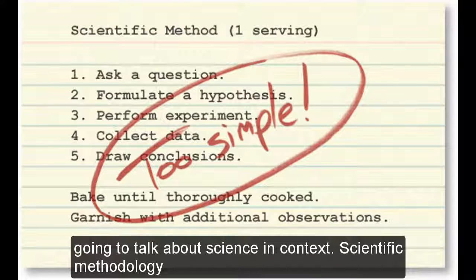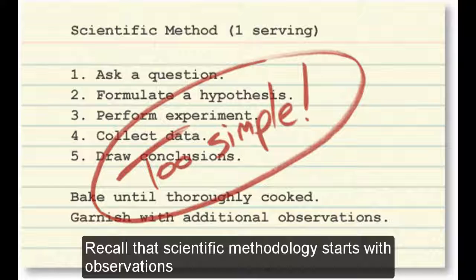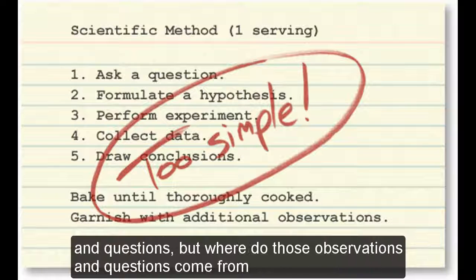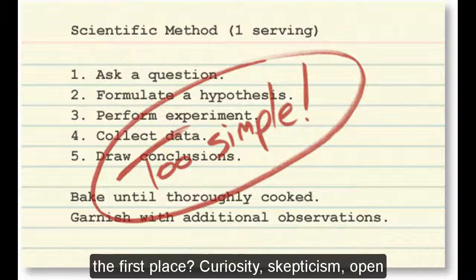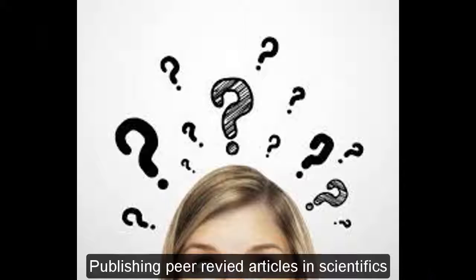Now I'm going to talk about science in context. Scientific methodology is closely linked to exploration and discovery. Recall that scientific methodology starts with observations and questions. But where do those observations and questions come from in the first place? Curiosity, skepticism, open-mindedness, and creativity help scientists generate new ideas.